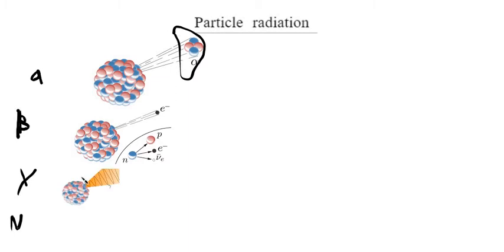Gamma emission is when a daughter nucleus, which is after fission, can release gamma radiation to lower it to an even lower state of energy. Gamma radiation usually happens after alpha and beta radiation have happened.